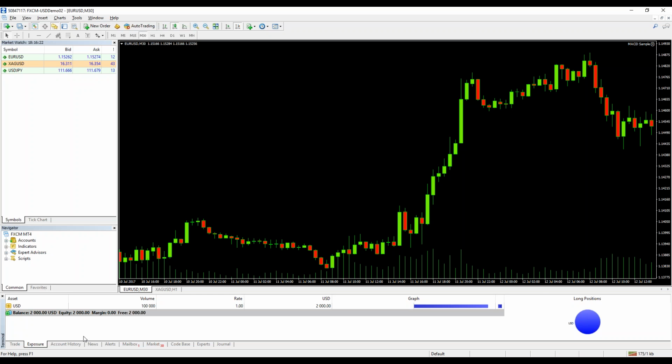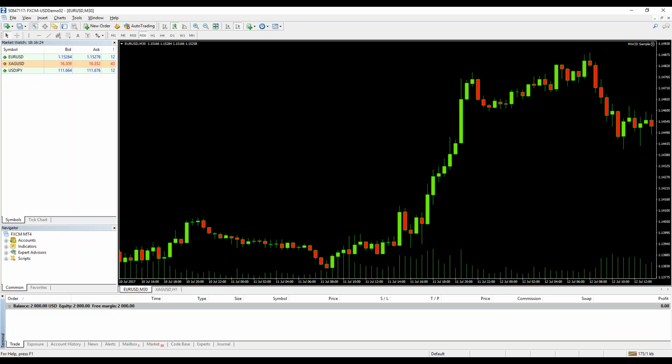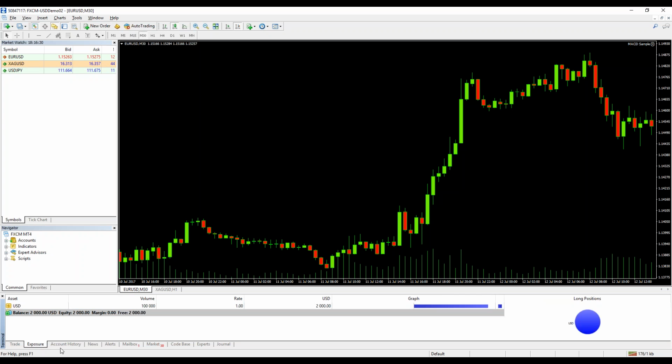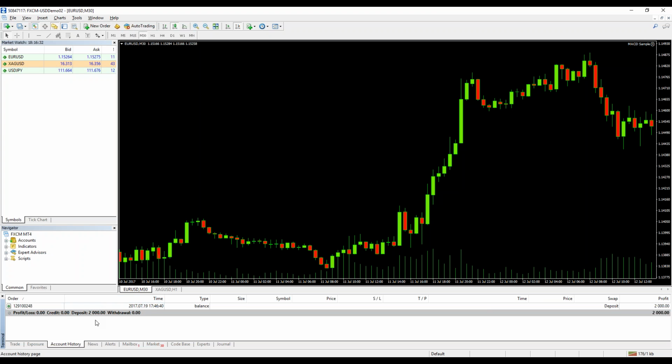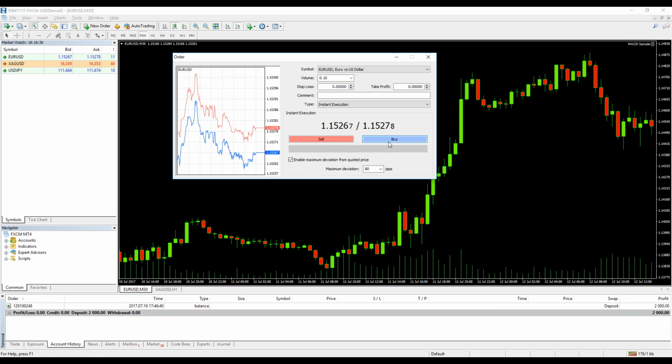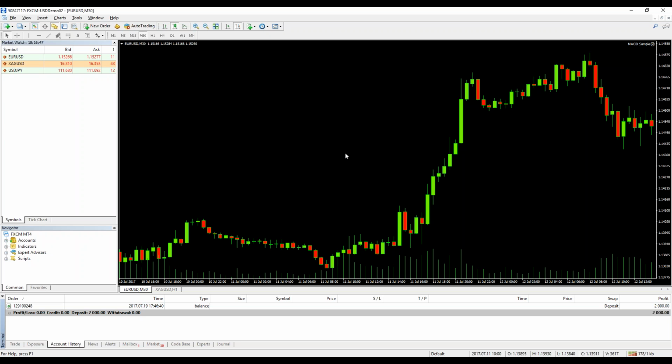Okay. Now, here we have our terminal. We've discussed it before, but let's just run through it again. Here you have your balance, your equity, and your free margin that you have to work with. And here your trades. This is where you see your trades. Okay. So I'm going to quickly place a trade. Okay. I'm just going to place a mini lot. I'm going to buy it.